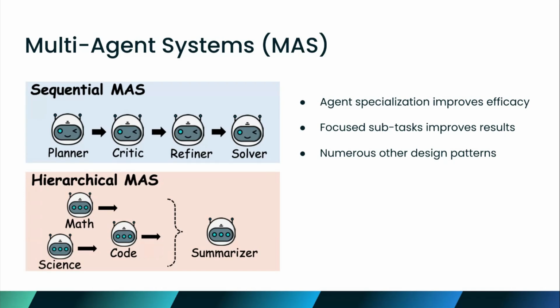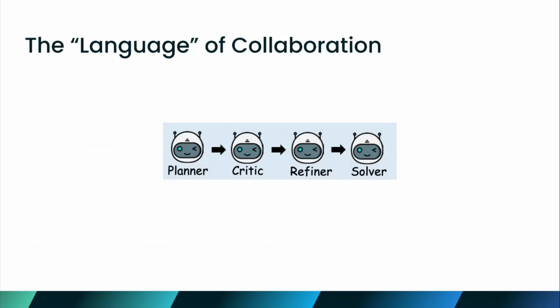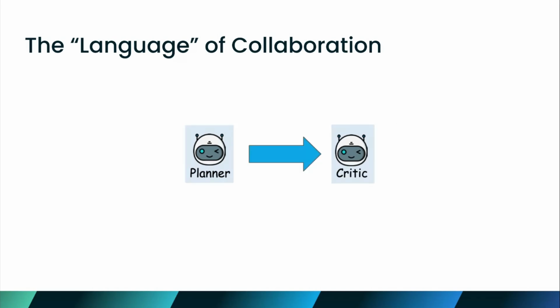So let's take a deeper look at the sequential MAS model and see how these agents actually communicate with each other in practice. This may look like a seamless flow of information, but if we peek under the hood at the handoff points, we find a significant amount of computational busy work that happens every time one agent finishes a task and passes it on to the next. Let's look at this first handoff from the planner. Internally, the planner doesn't think in words, right? It thinks in those high-dimensional vector embeddings that we talked about earlier.